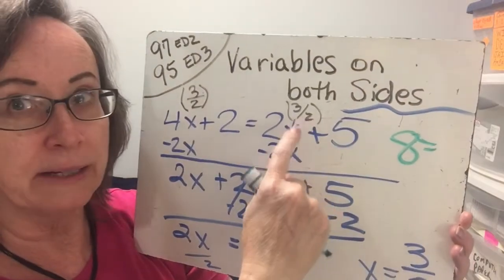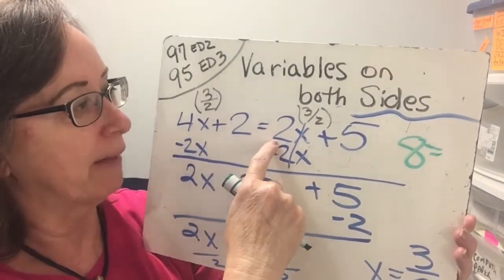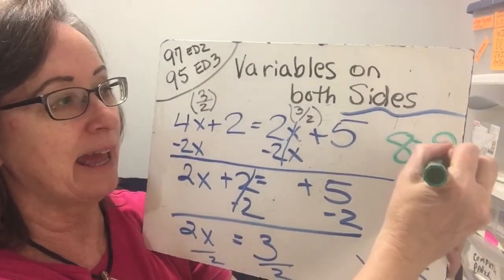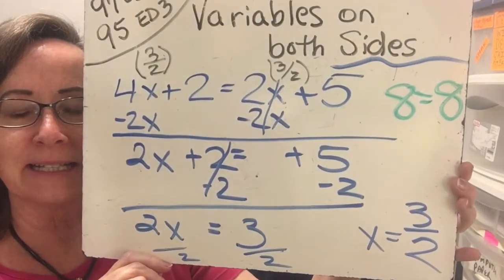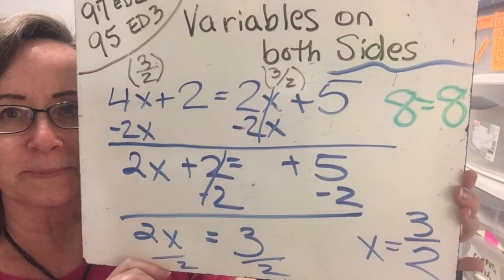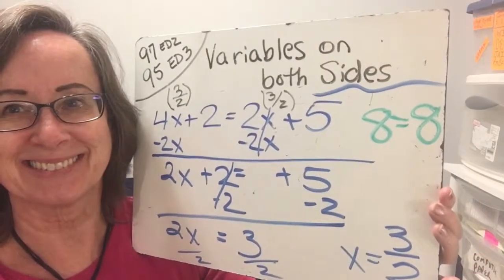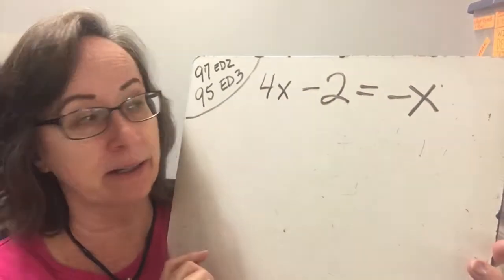And now I do the same thing over here. The 2 is in the numerator, and the 2 will cancel the 2, leaving a 3 plus 5 is 8, and it checks. Okay, so there's your first example. Let's go on for example number 2. This is example number 2, and we have an x and an x over there.